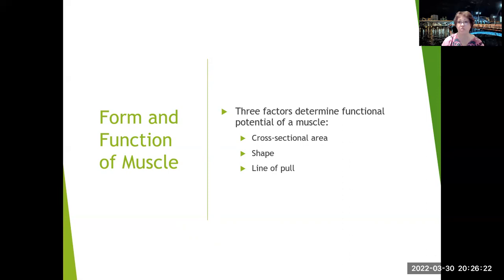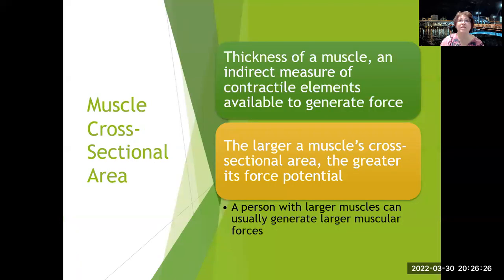So form follows function. The thickness of a muscle is an indirect measure of the contractile elements available to generate force. Because remember, we've got bundles of myofibrils making up muscle fibers, bundles of muscle fibers making up fasciculi, bundles of fasciculi making up the muscle belly, and so we have a lot of contractile elements available to generate force. The larger a muscle's cross-sectional area, the greater its force potential. Makes sense, right? A person with larger muscles can usually generate larger muscular forces than a person with smaller muscles. So it's crazy how much sense that makes. So with more muscle force, you can produce more torque across the joints. That's the whole idea.